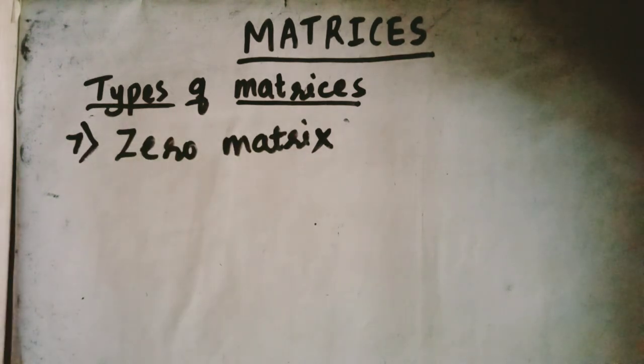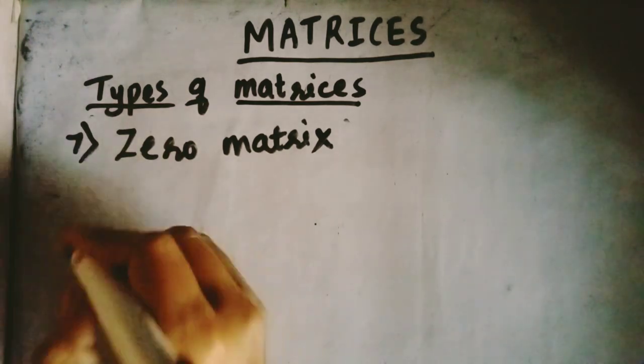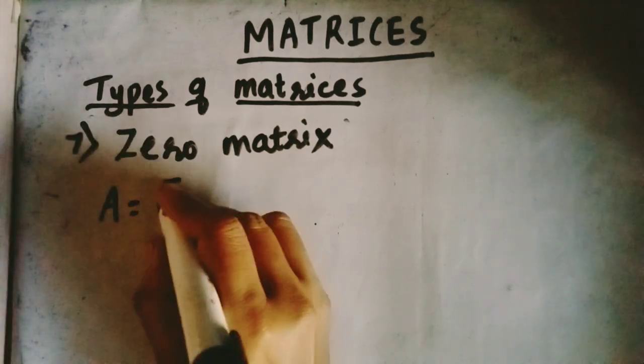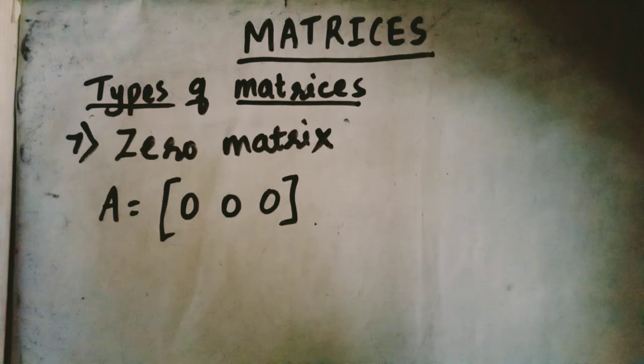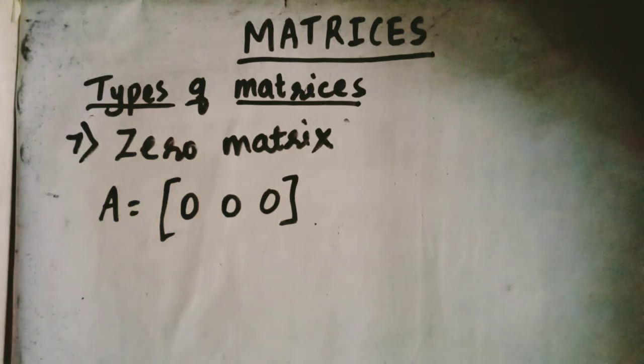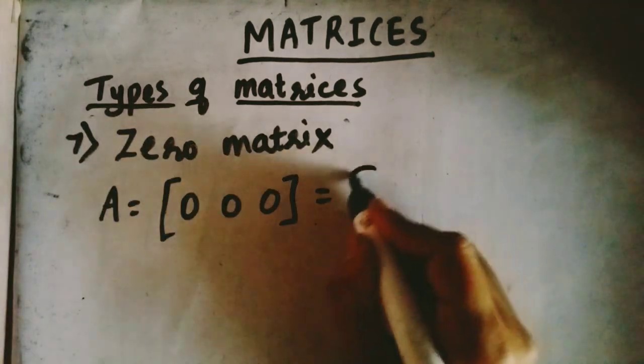Next type is the zero matrix. Zero means all the elements are 0. It is not necessary that it has to be a square matrix. All the elements should be 0. For example, A equals 0 0 0. This becomes a zero matrix, and a zero matrix is represented like this.